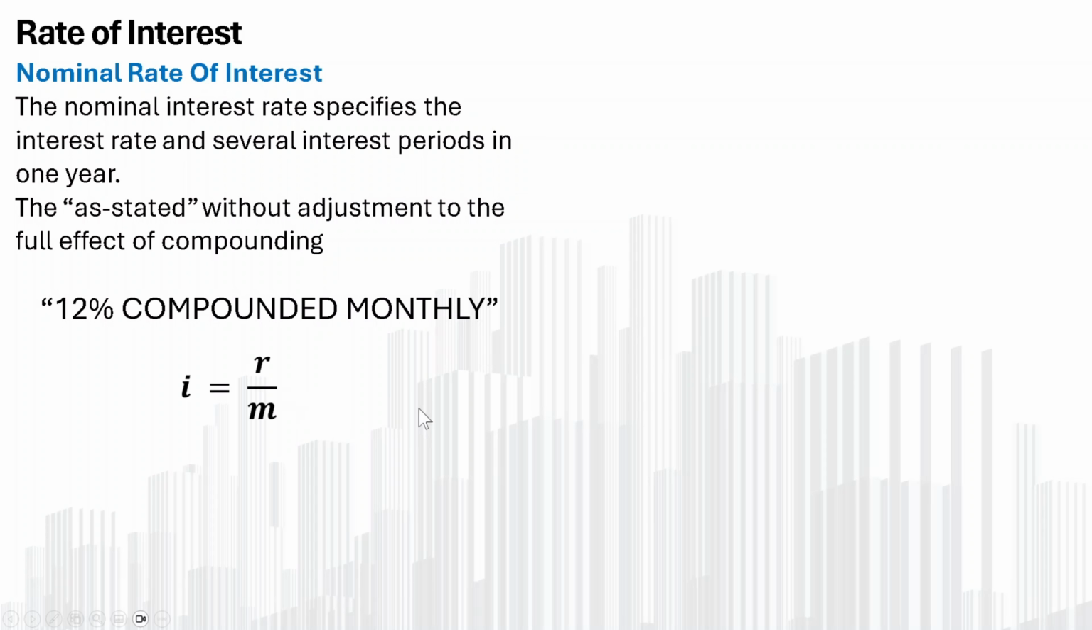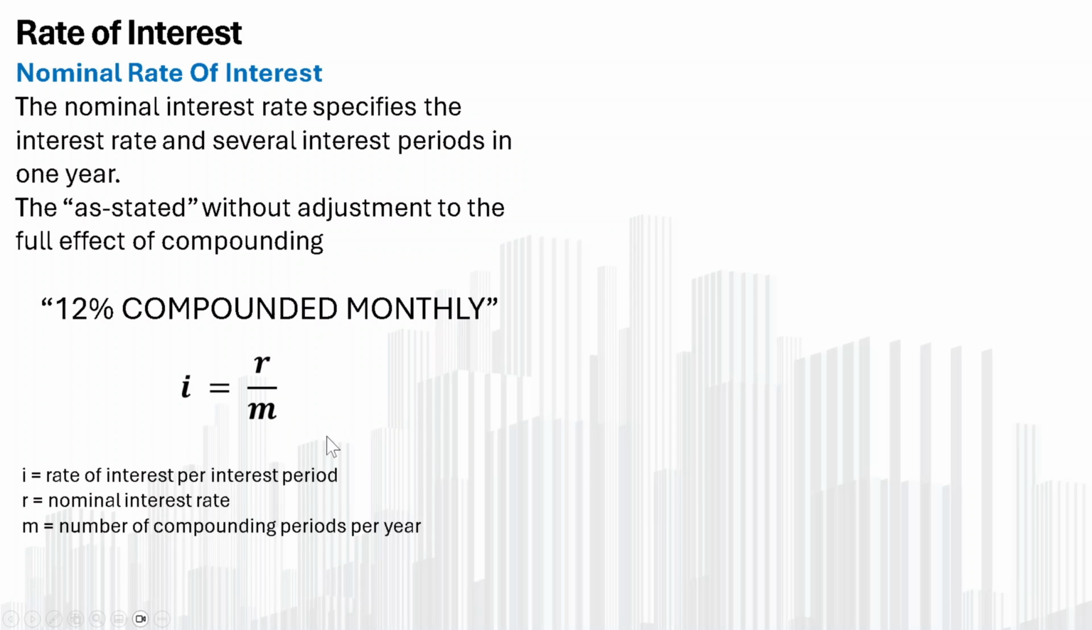So we have this formula here, i equals r over m. The i here is basically the rate of interest per interest period. r here is the nominal interest rate, and the number of compounding periods per year will be m. Okay?